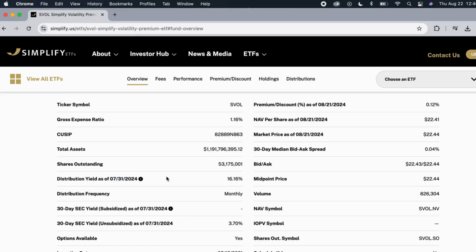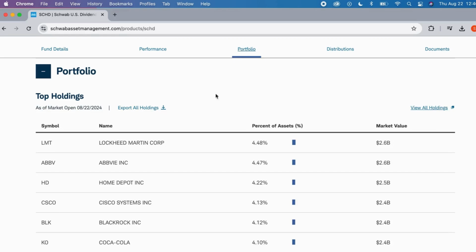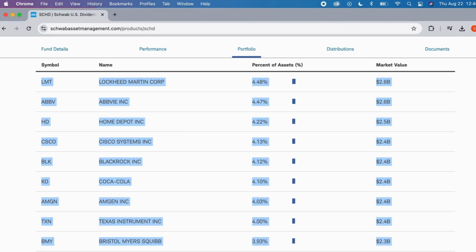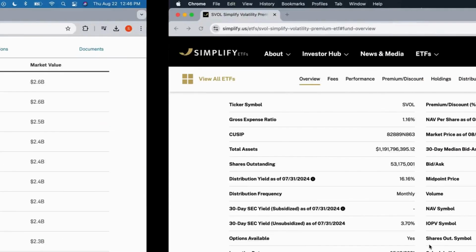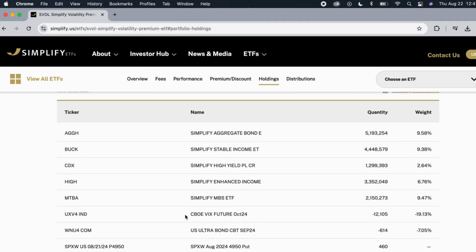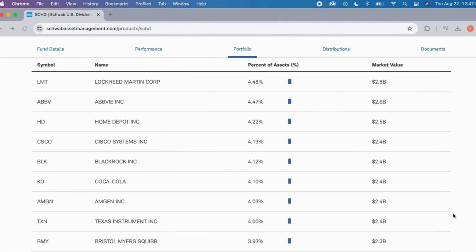Looking deeper into their portfolios, SCHD focuses on established, financially strong companies with a track record of paying dividends, making it a solid choice for conservative investors. SVOL, however, includes short positions in VIX futures, which is a unique strategy that can lead to high rewards but also involves higher risk. Now let's get to the most critical part, performance.